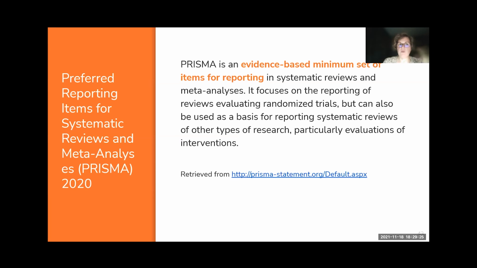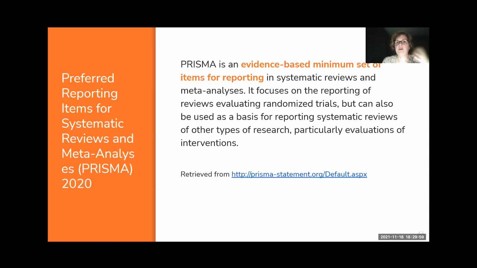Okay, so PRISMA, we also talked about it a while ago with the protocol. And PRISMA at first was created, the first one was published in 2009. And after that, these other ones like the protocol one appeared afterwards. And just this year, PRISMA, which is called the Preferred Reporting Items for Systematic Reviews and Meta-Analyses, has been revised, and it was published this year, 2021.